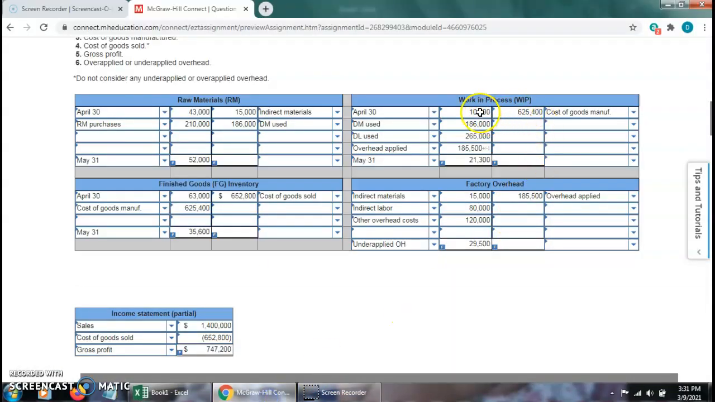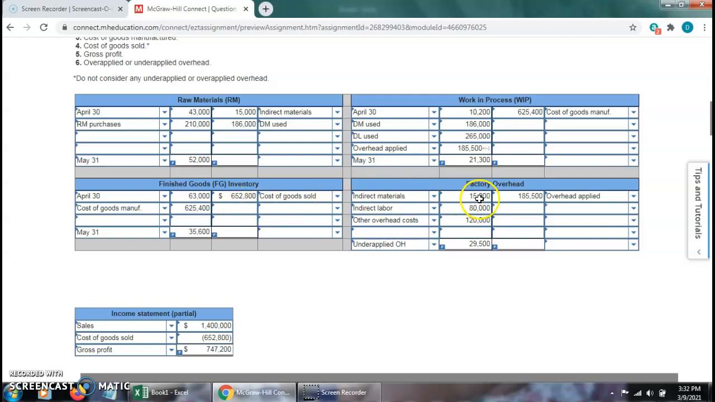Okay, and then what we do is we apply our formula to figure out our cost of goods manufactured: beginning WIP plus materials used plus labor plus overhead applied minus ending WIP gives us our cost of goods manufactured. Then we can look at our finished goods: beginning finished goods plus that cost of goods manufactured minus ending finished goods gives us cost of goods sold.